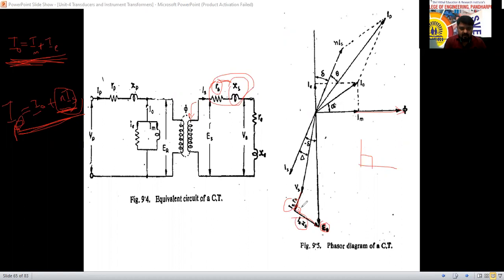Is there a 90-degree difference or not here? It is drawn like this, it is 90 degrees only. Rotate it. By rotating this one, it comes like this. Yes.